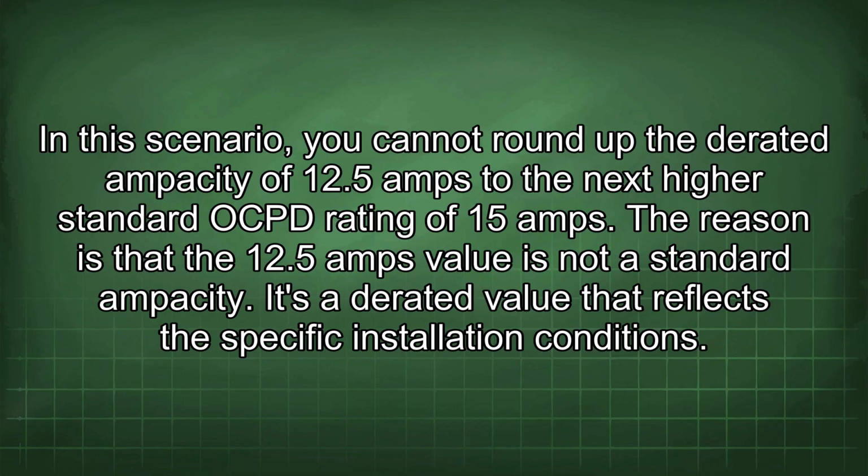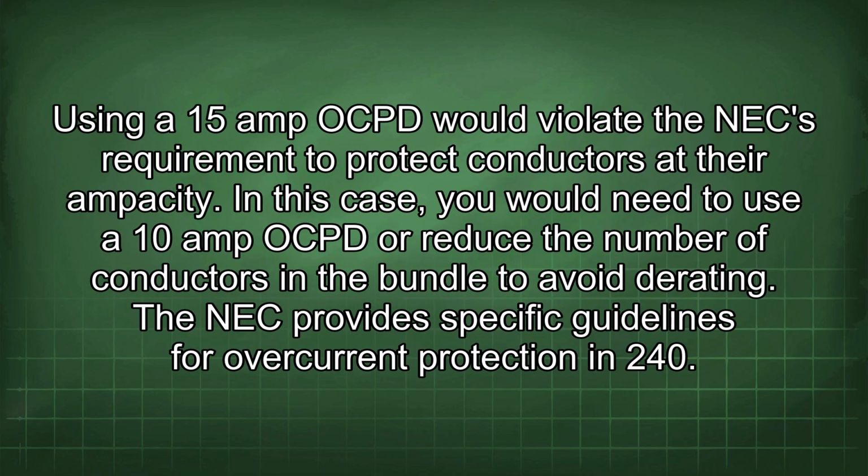In this scenario, you cannot round up the derated ampacity of 12.5 amps to the next highest standard OCPD rating of 15 amps. The reason is that the 12.5 amps value is not a standard ampacity. It's a derated value that reflects the specific installation conditions. Using a 15 amp OCPD would violate the NEC requirement to protect conductors at their ampacity. In this case, you would need to use a 10 amp OCPD or reduce the number of conductors in the bundle to avoid derating.